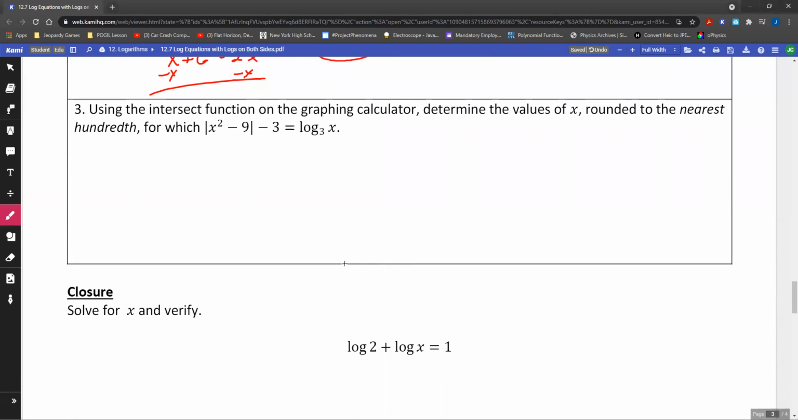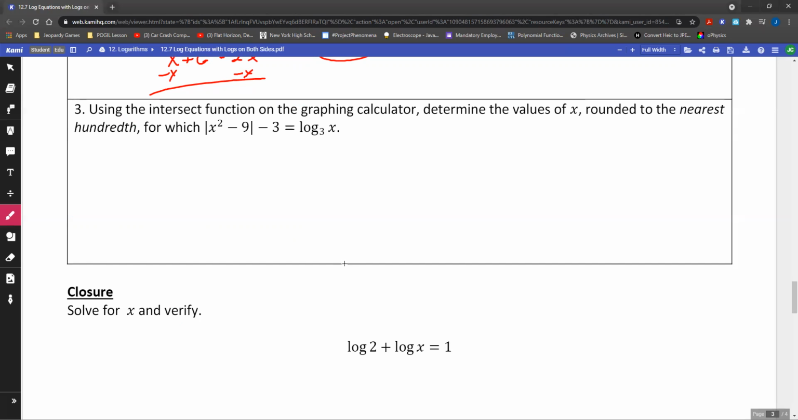All right, and here's the last question. So they want us to use the intersect function to determine which values of x this will work. So there's a few ways you can go about doing this. So you go in your calculator, you go absolute value of x squared minus 9, and then outside that you would write minus negative 3.